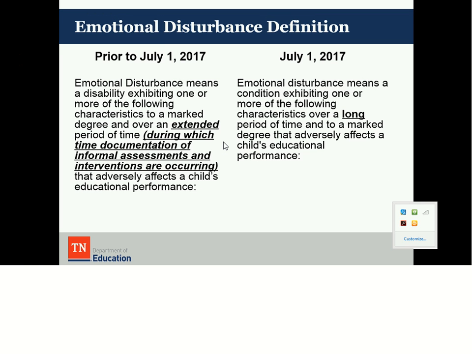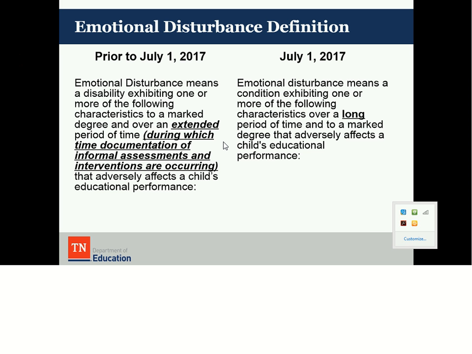Emotional disturbance, there were quite a few changes in the definition. Previously, the definition included some state added language, and based on a review of stakeholder feedback as well as State Board of Education review, there were changes made that removed the language associated with the Tennessee added language, and now the definition completely mirrors IDEA language only. So you can see in the very beginning part of that definition, what was removed is that during that extended period of time of the characteristics of emotional disturbance, there no longer needs to be a documentation of informal assessments and interventions occurring. So that was removed.